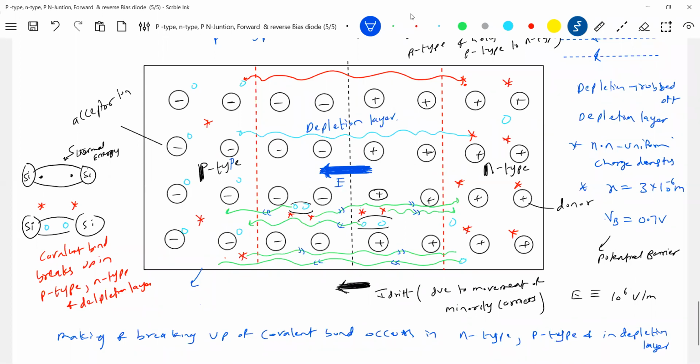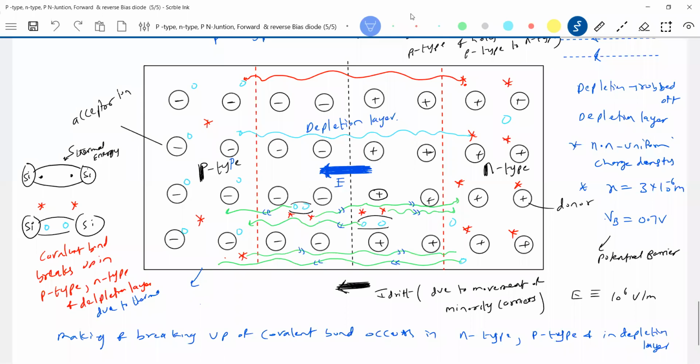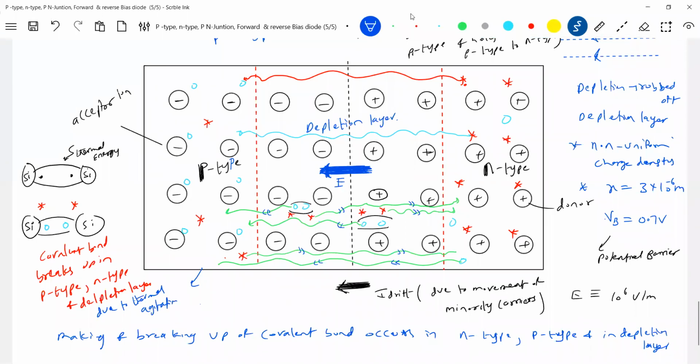Okay, why does the breaking occur? Due to thermal agitation. Covalent bonds break up in P type, N type, and depletion layer due to thermal agitation. And how does the making up occur? Okay, let's take the covalent bond breakup in P type. How will the making up occur? Suppose one covalent bond breaks up, okay, this particular hole moves from N to P, to N type, it has lost.